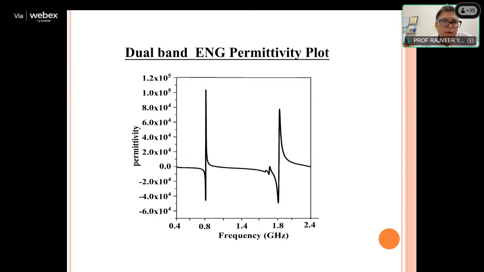So, with the help of this graph, we are able to present that we successfully implemented the structure to introduce the concept of ENG. Here, we are able to get negative permittivity at frequency 0.8, and again negative permittivity at 1.8. These are our operating frequencies. Similarly, we have made a structure in such a way that whatever my operating frequencies are, I'll be able to introduce the concept of ENG, or bring the value of permittivity at that particular operating frequency to negative.